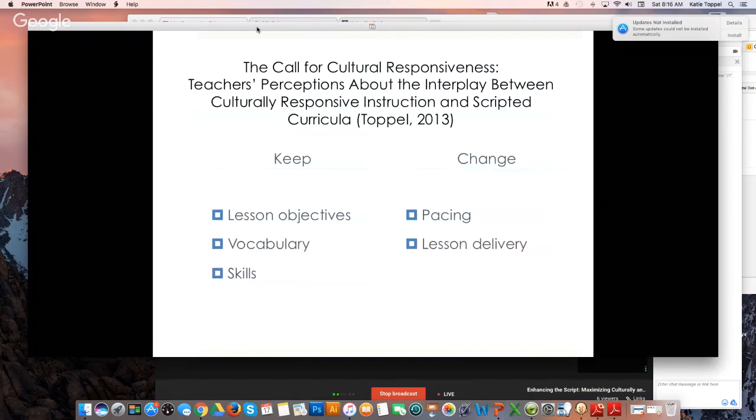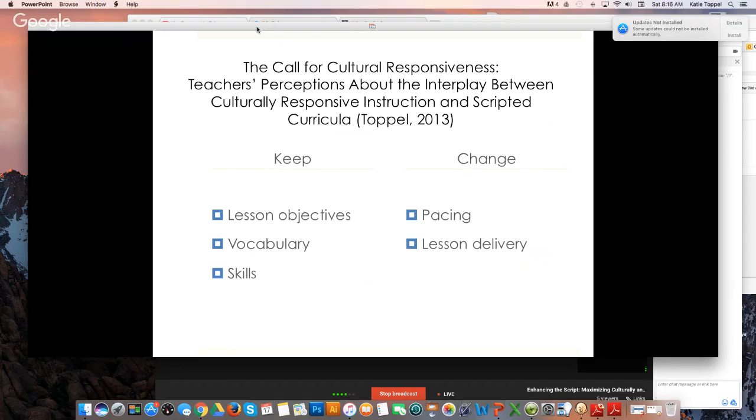When I did my research on how to make sure culturally responsive pedagogy can be intertwined with the use of a prescribed curriculum, the teachers that I interviewed came up with some categories of what to keep and categories of what could be changed. And so they felt it was really important to keep lesson objectives and vocabulary and skills intact, so that when those are outlined in the curriculum, those should not be changed in order to maintain the integrity of the program.